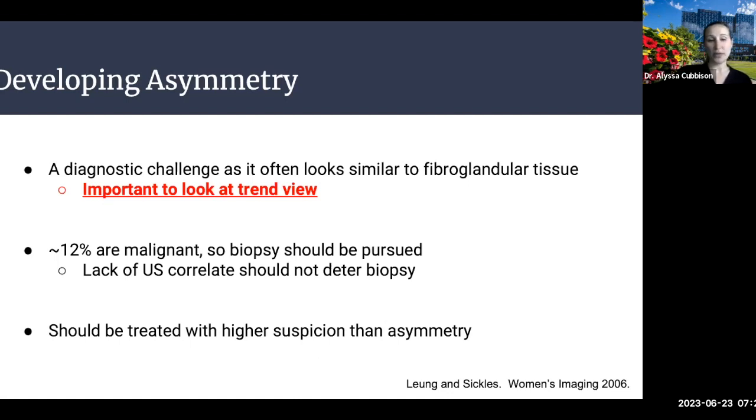And as I said before, a lack of ultrasound correlate should not deter biopsy in these cases. They should be treated with a higher suspicion than asymmetry because, as we know, approximately 12% of these are malignant, and the positive predictive value is overall higher.